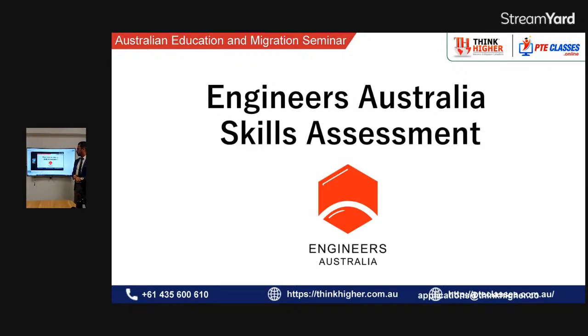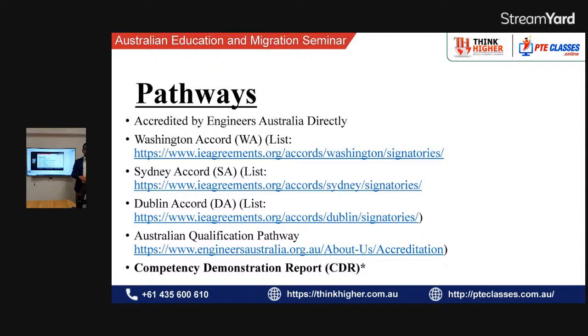Okay. So Engineer Australia is basically a skill assessment body for engineers. Any engineer apart from those who are computer system engineers or network engineers, they fall under the ACS pathway, not Engineer Australia. All the other engineers need to get the skill assessment done from Engineer Australia. Okay, so there are a couple of pathways.